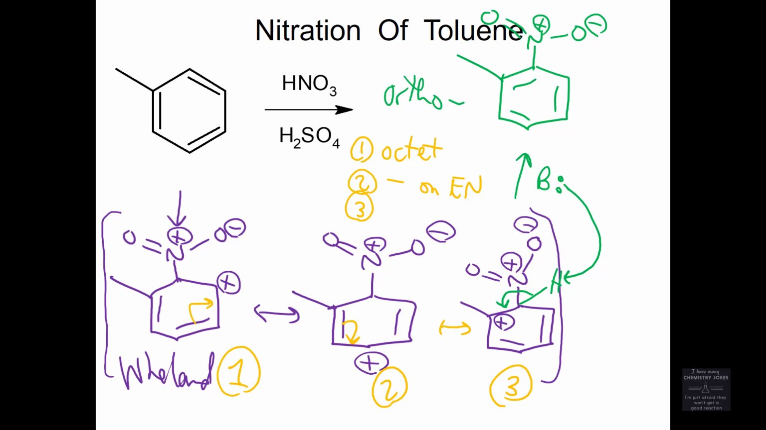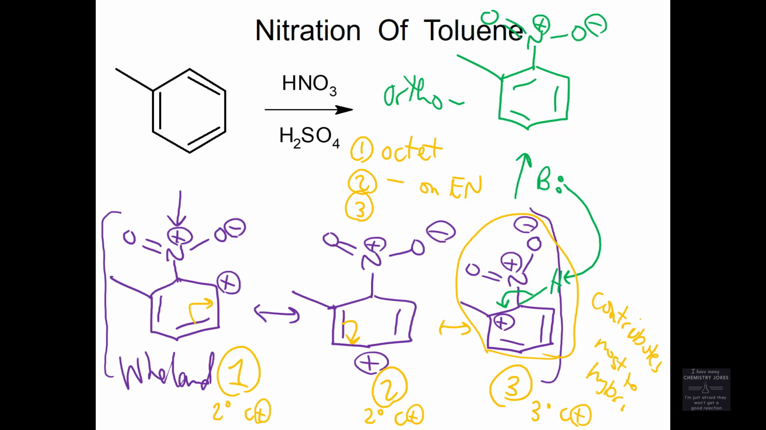But this one is about stability of the carbocation that is in the resonances. This first one, structure number one, is a secondary carbocation. The structure number two is a secondary carbocation. Structure number three is a tertiary carbocation. Whoop, whoop. What that means is structure number three contributes most to the hybrid. It's the winner, winner, chicken dinner, contributes most to the hybrid. So what? Hold that thought.